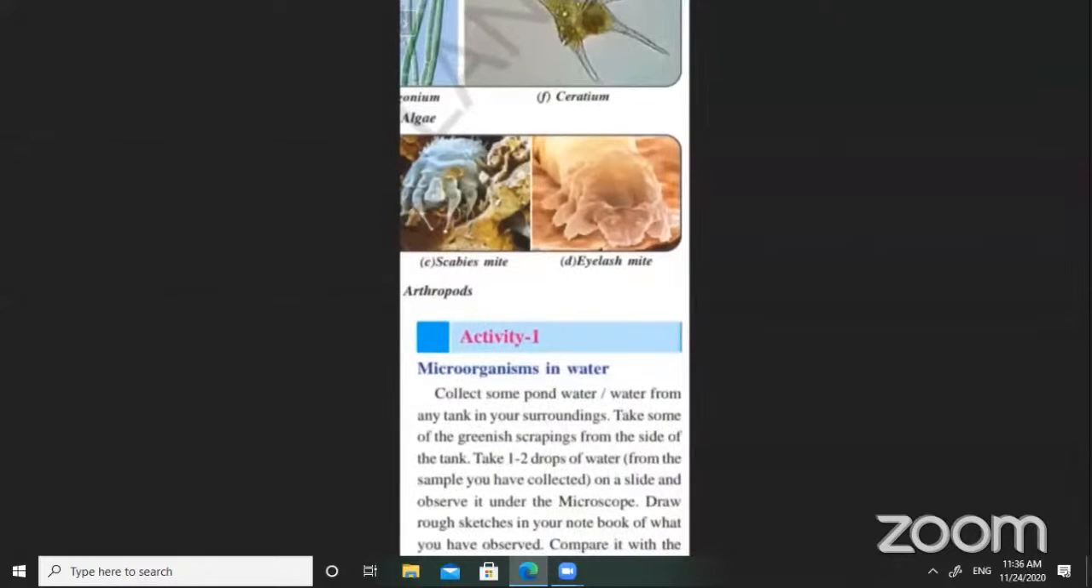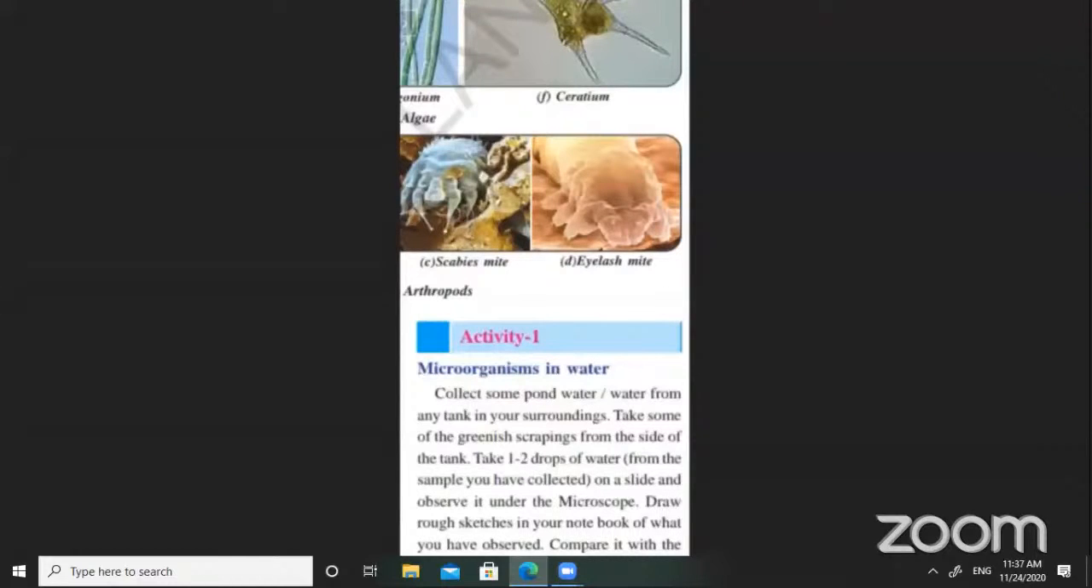Then take that on a slide. With the help of a dropper, you put 1 or 2 drops of water on a slide and observe it under the microscope. Simple technique. There is no need for another slide, and no need for a cover slip or any other things. Simply collect water from the pond or tank, take 1 or 2 drops with a dropper, put them on a slide, and observe under the microscope.